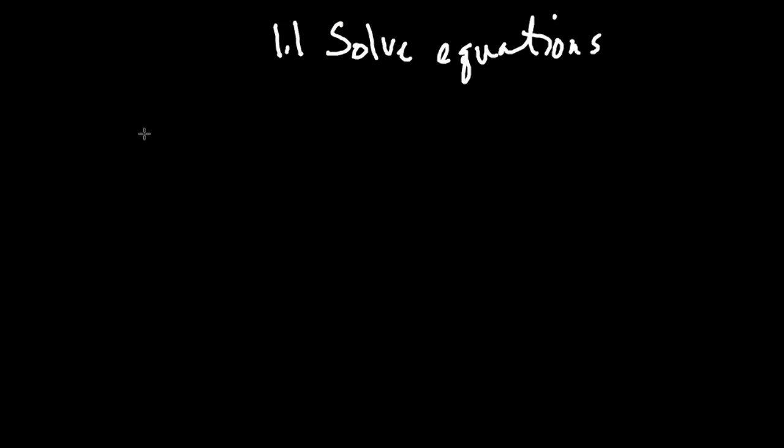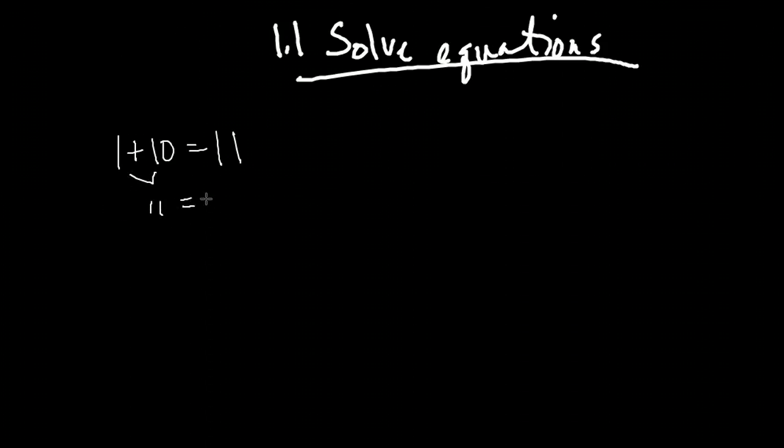In chapter 1.1, we are looking at how to solve equations. And so first we need to understand what equations are. Equations are basically statements of equivalence. So if I say something like 1 plus 10 is equal to 11, well, that's a true statement, right? Because 1 plus 10 in fact combined to be 11, and it's true that 11 equals 11.